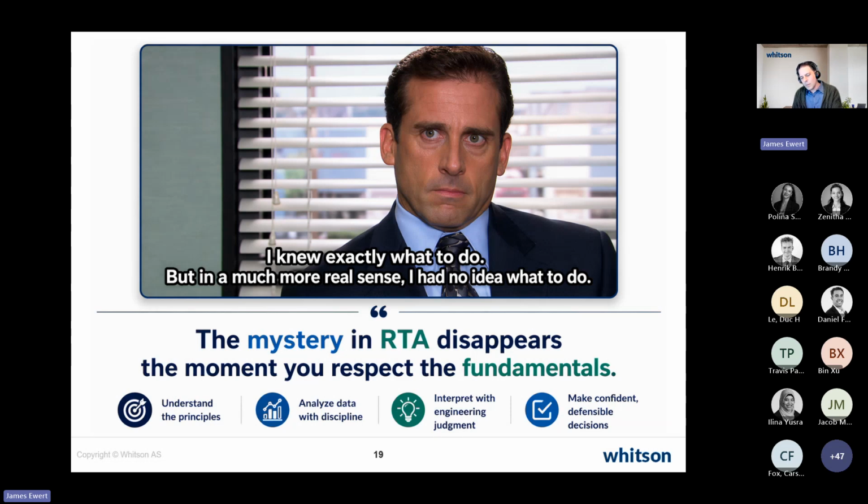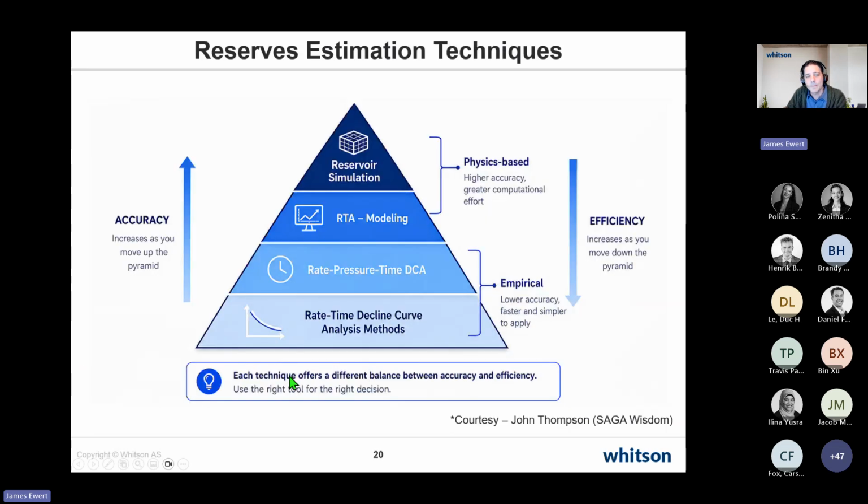And so what I want to tell you is that while RTA can be difficult with a specific data set, we need to respect those fundamentals. Those fundamentals are how we're going to get through it to a meaningful conclusion. Okay, and so that's what we're going to go through in the course this morning.